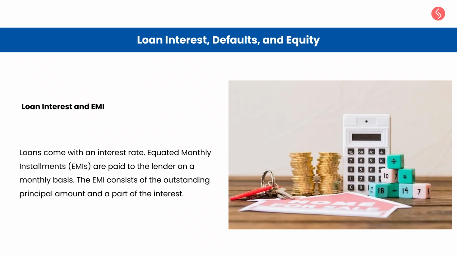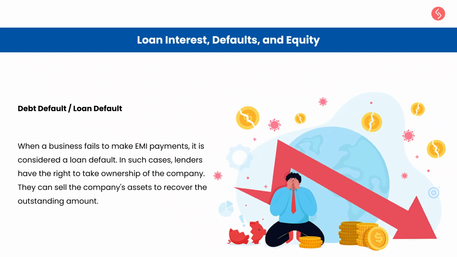Loan interest and EMI. Loans come with an interest rate. Equated monthly installments, EMIs, are paid to the lender on a monthly basis. The EMI consists of the outstanding principal amount and a part of the interest. Debt default or loan default. When a business fails to make EMI payments, it is considered a loan default. In such cases, lenders have the right to take ownership of the company. They can sell the company's assets to recover the outstanding amount.